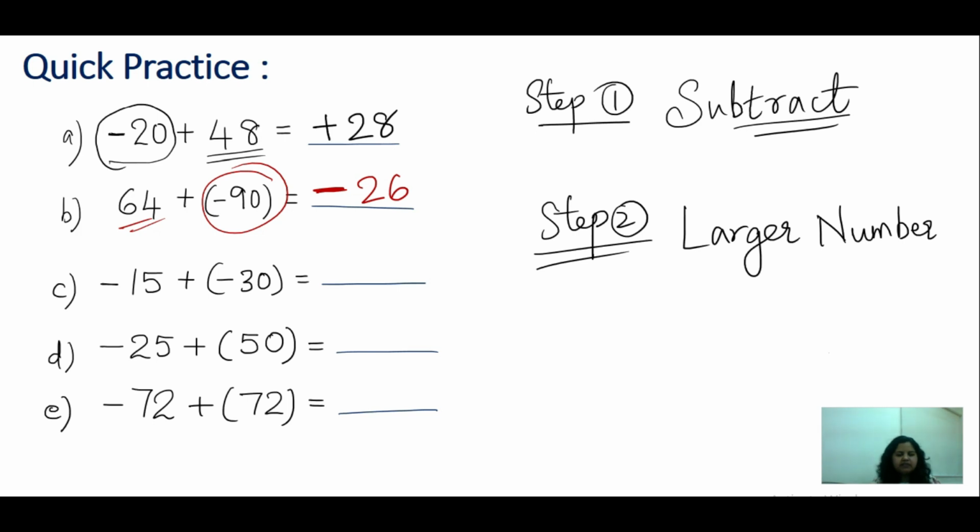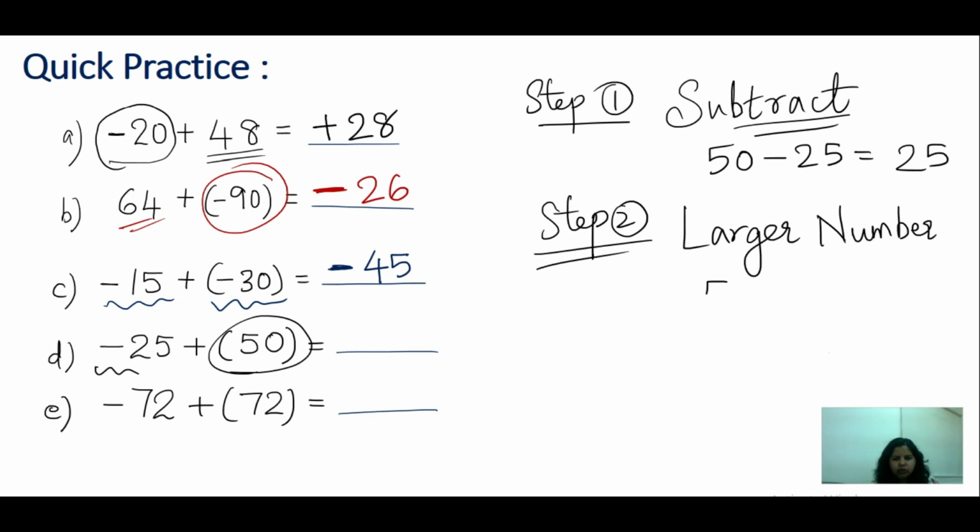Question C is negative 15 plus negative 30, so both are negative numbers, and so the answer will have the negative sign because they are negative, and you add them, so it's negative 45, 30 plus 15 giving me 45. Question D, negative 25 plus 50, again a negative sign and a positive. So when there is a difference of sign, go to my step 1 and step 2. Step 1 is subtract. So 50 minus 25 giving me 25. Now who is larger? 50 is larger than 25. So that 50 has a positive sign. So my answer is going to be plus 25.